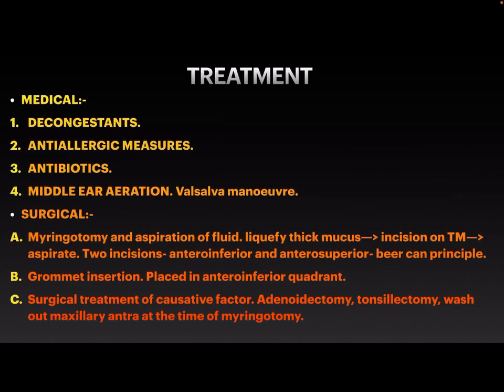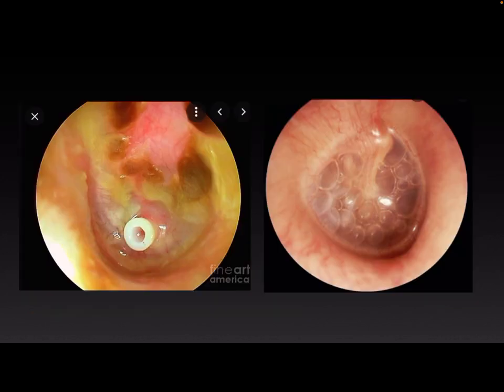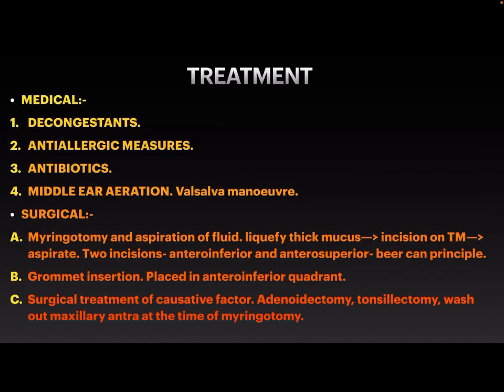Then another way is grommet insertion. This is if the fluid is too much and it's not coming out all at once, then you can give a small device like this in this image, the leftmost first image, that is a grommet. If you insert a grommet, the fluid will continuously come out through it, and this is placed in the anterior inferior quadrant. Why? Anterior inferior quadrant will not heal easily, right? So that is why we can keep it there, so it will stay there for a long time.